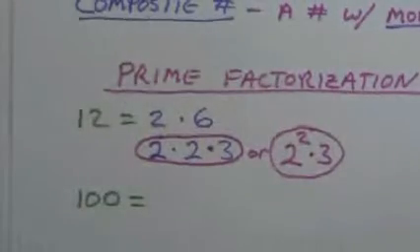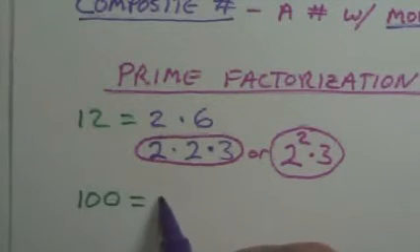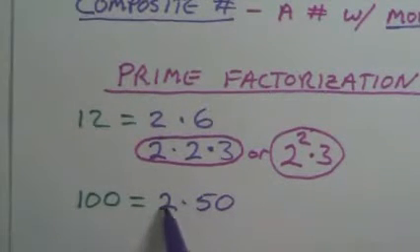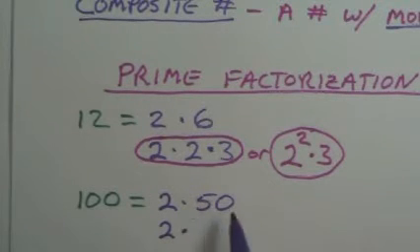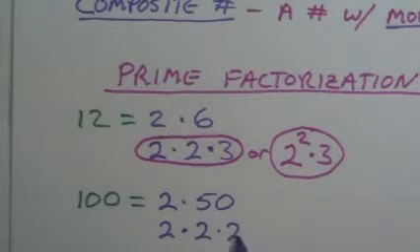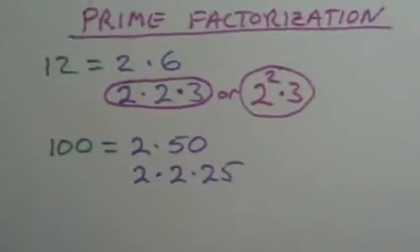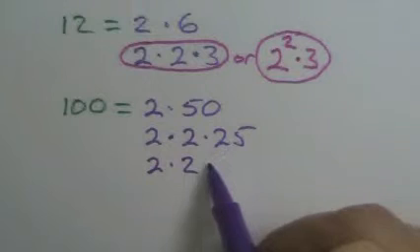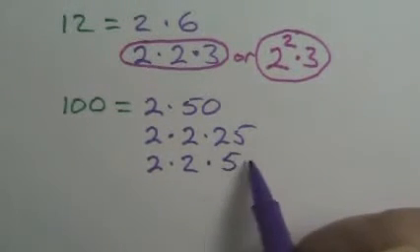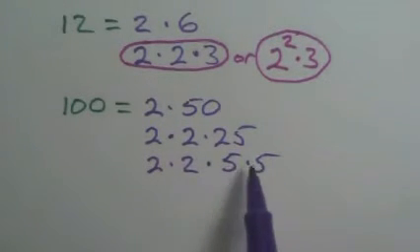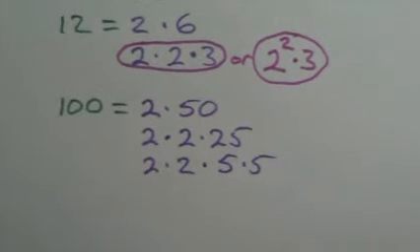All right, let's do the number 100. Let's start breaking that down. 100, well, I know 2 goes into that. 2 times 50. This is a prime number, so I'm just going to bring that down. 50 can be broken down. Isn't 50 just 2 times 25? So I'm going to bring my prime numbers down. 2 times 2. Now 25, 5 times 5 is 25. And there you go. These are all primes. 2 and 5, those are primes.